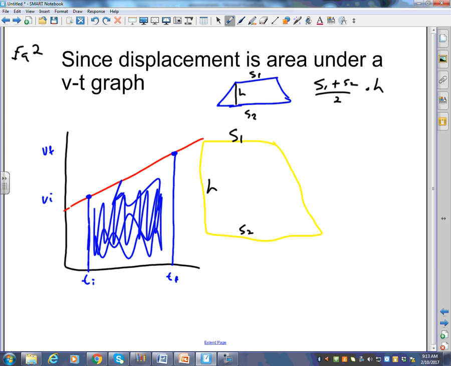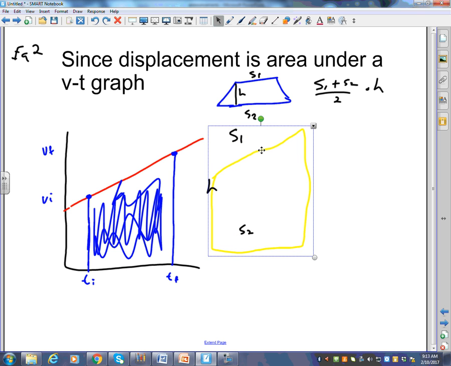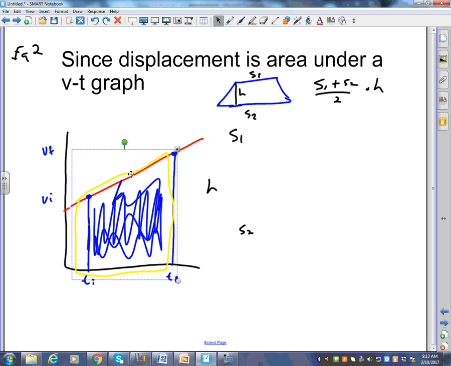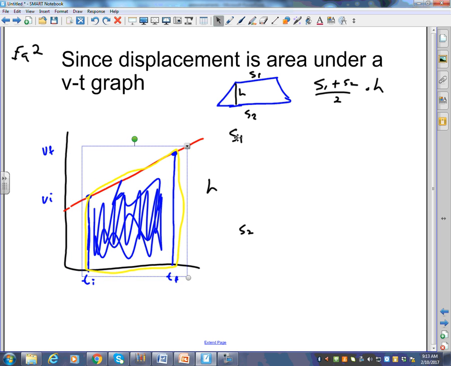But remember, what did I do with that? I rotated it, didn't I, right? So where's my side 1? There. My side 2 is there, and my height is actually that one right there. Now, how does that relate to the original labels of TI, TF, VI, and VF? That's sort of the key idea here. Once I get this, you guys, then the algebra makes sense.